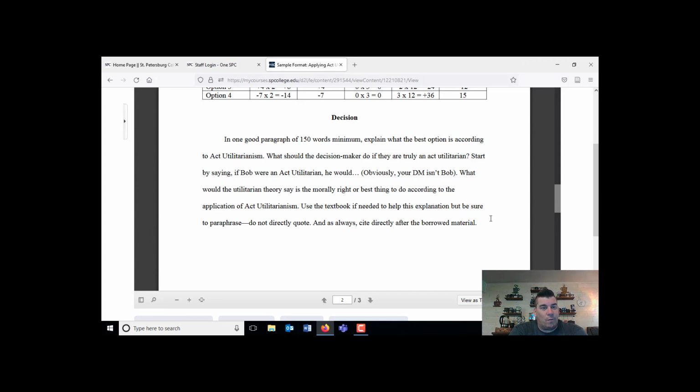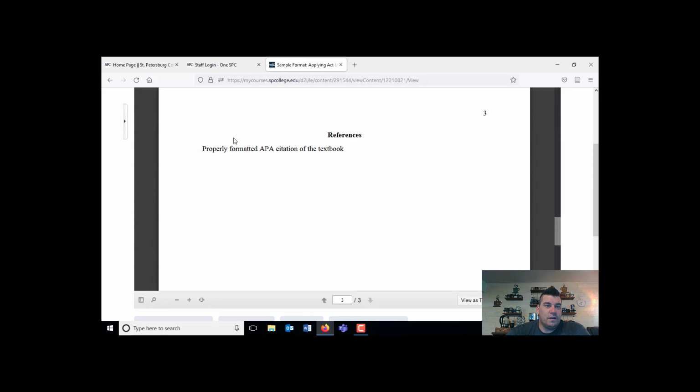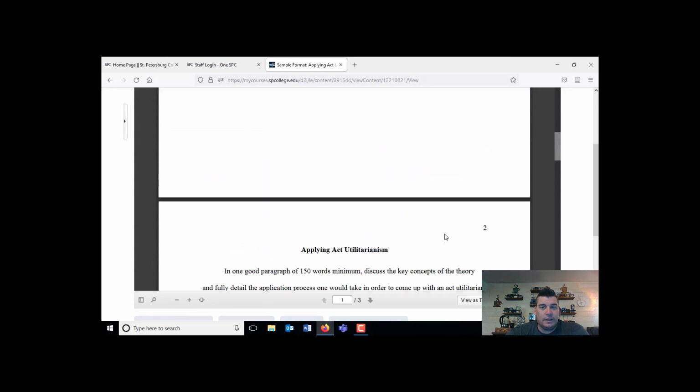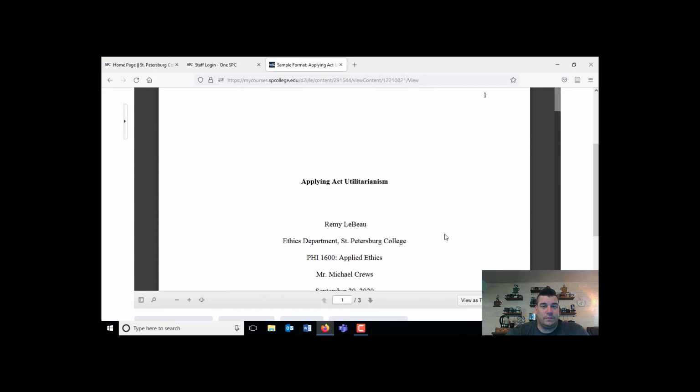And then you're just going to talk about what the utilitarian theory says is the morally best thing to do according to application. Use the textbook if needed for this explanation, and be sure to paraphrase, don't directly quote, and as always, cite directly after the borrowed material. You don't have to use information directly from the theory in this section, but if you want to, make sure you cite the textbook, okay? And then the last thing you're going to have is a references sheet with a properly formatted APA citation for the textbook. Please, please, please make sure you cite everything you take from the book. If not, there are going to be heavy penalties, okay?